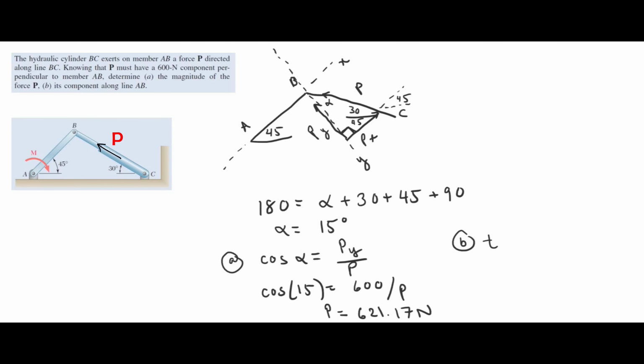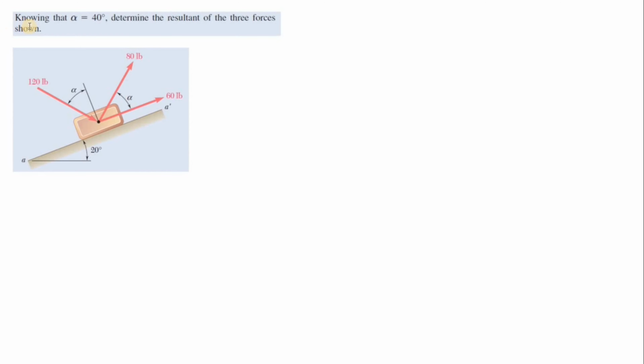We can also go ahead and solve for the second part of the problem. We know that tan of alpha is equal to Px over Py. Tan of 15 is equal to Px, which is the component along the line AB, over Py, which is 600. Solving for Px is going to give you 160.77 newtons.